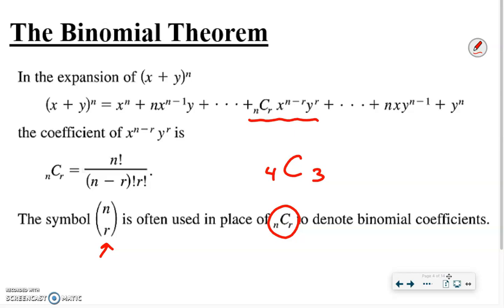And again, maybe it's just me personally, but I feel like this is the more common way of writing it. Please understand that another alternative way of writing it is 4C3. We could write it that way.